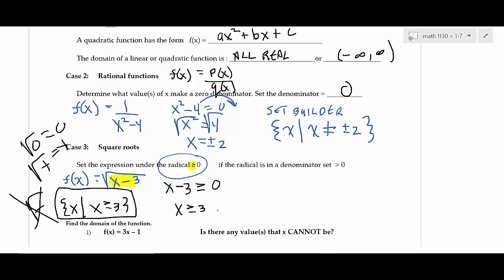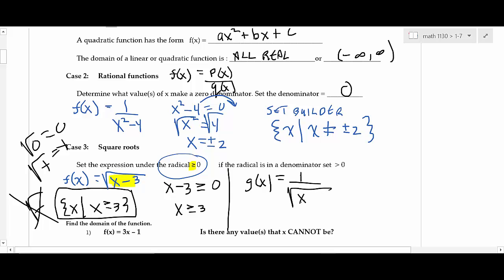Now, there's one other thing that can happen with a square root. Let's write this down. Say that you had g of x equals 1 over the square root of x plus 2. If you want to find the domain on that, well, first of all, that thing right there has to be either 0 or positive, but you've got to be careful about this.